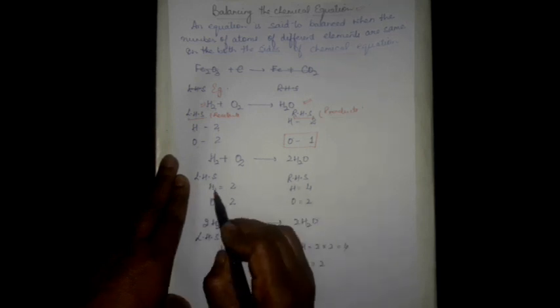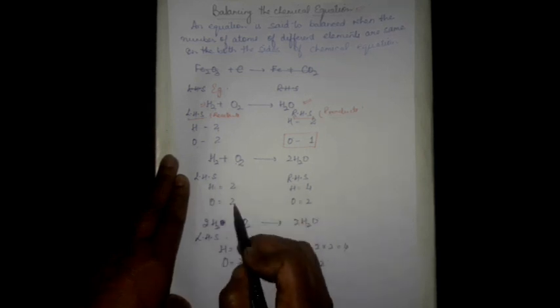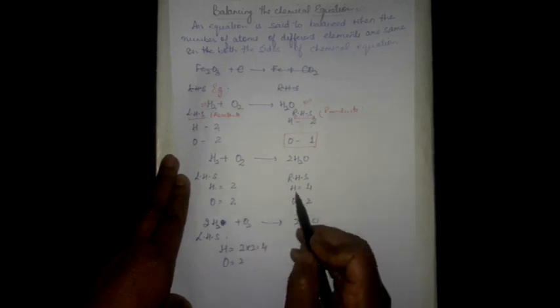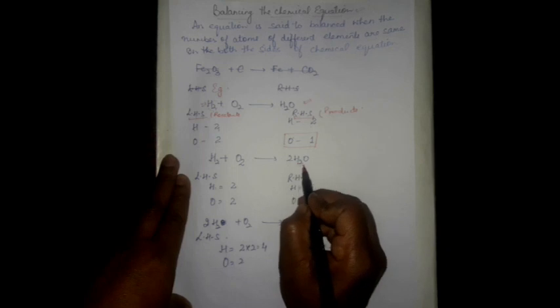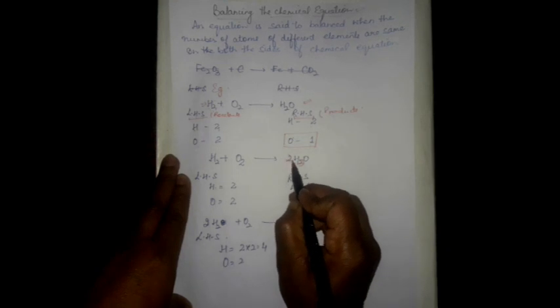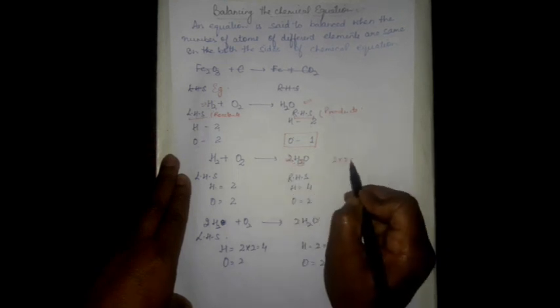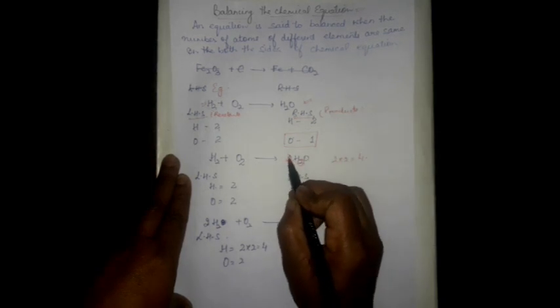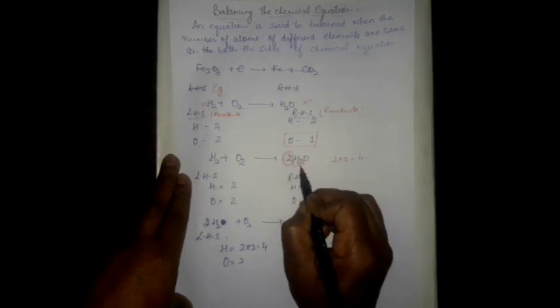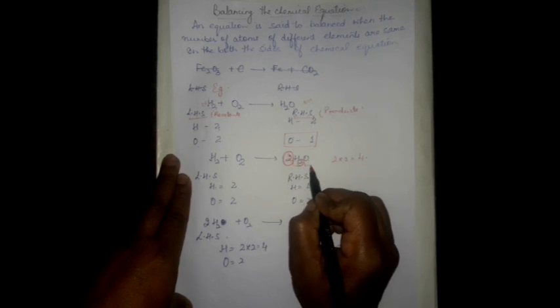Hydrogen is 2 over here on the reactant side, oxygen also 2, but on the right hand side they are 4. How? Hydrogen is 2 here and we have put 2 over here. When 2 multiplies 2, it becomes 4. Here oxygen is 2. By writing 2 over here, it indicates that it is used for hydrogen as well as for oxygen.